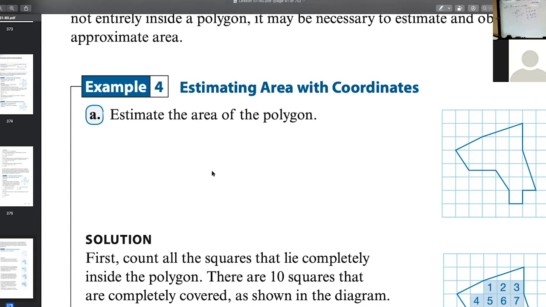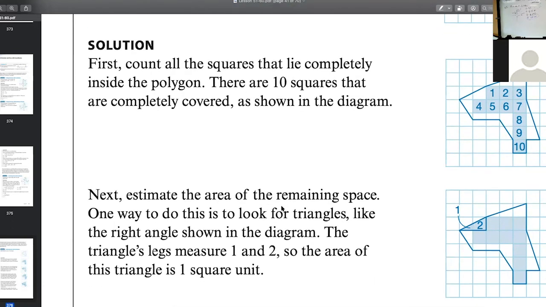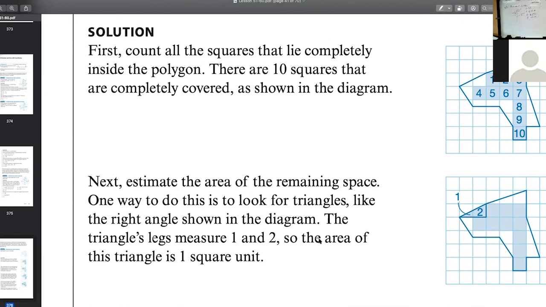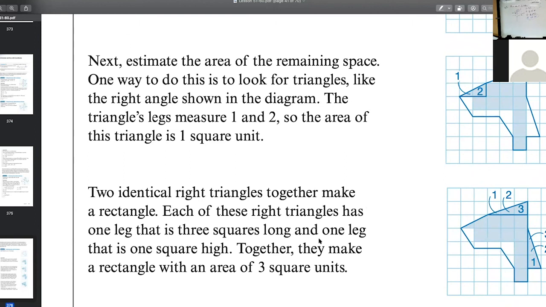But then I see parts of squares. So what do I do with those parts of squares? Well, that looks like maybe 3/4 of a square. No, you don't have to do that. After you've counted all the squares that lie completely, there's 10, you count all the fragments, and then you basically cut them in half. One way to do this is look for triangles, like the right angle shown there. You could do it more exact, but what people normally do is take the partial squares and say every part of a square averages to about half of the square. So they count the total partial squares and then cut them in half, okay?